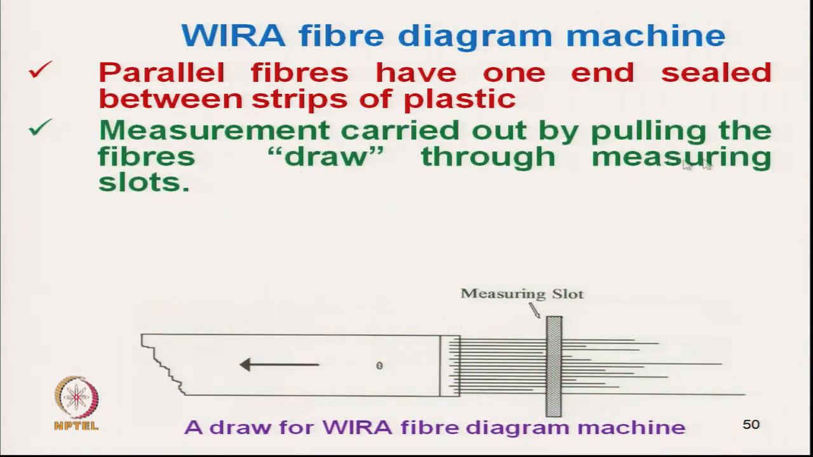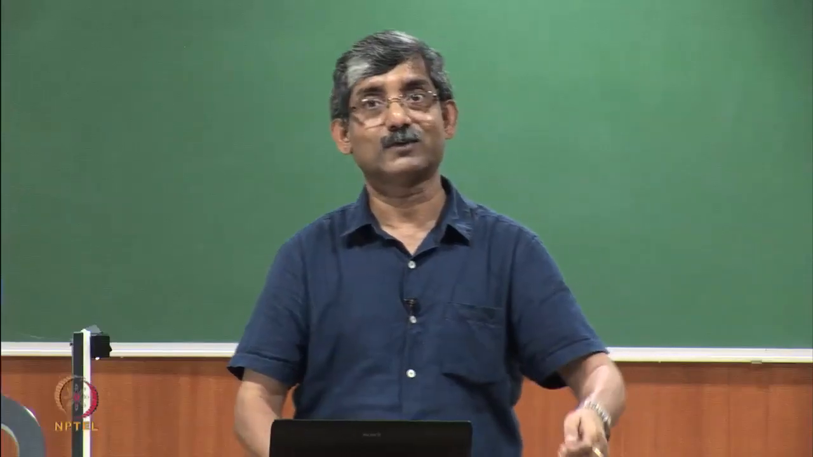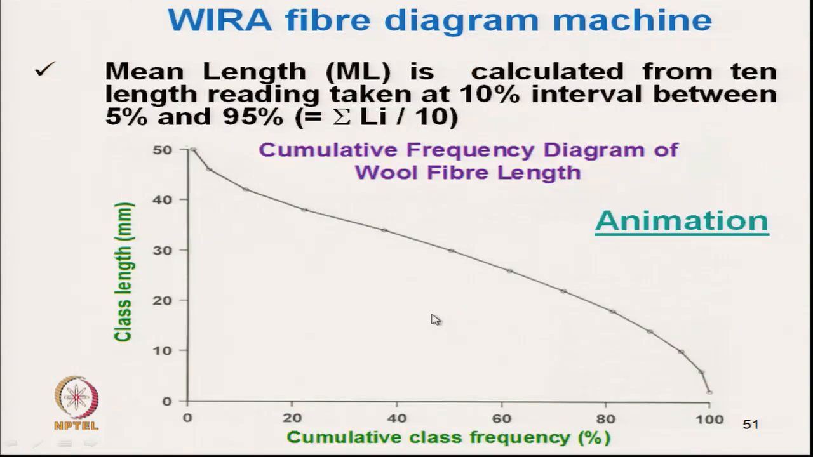Measurement is carried out by pulling the fiber draw, called one draw, through the measuring slot. The machine measures the capacitance as the draw passes through the slot. Capacitance is proportional to the amount of material. Initially capacitance will be high, then gradually the material will be less and less depending on the length. This is the way the mean length is measured.